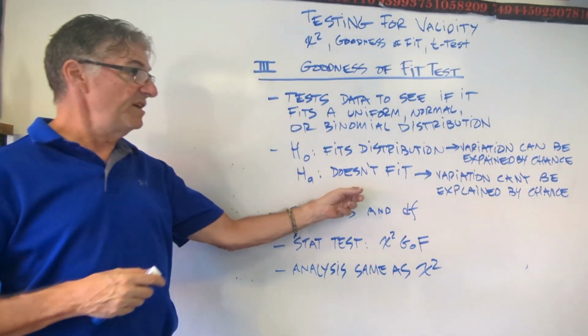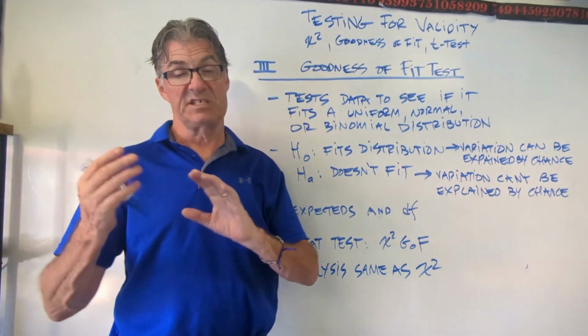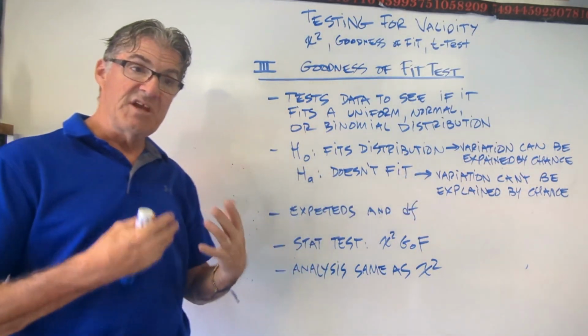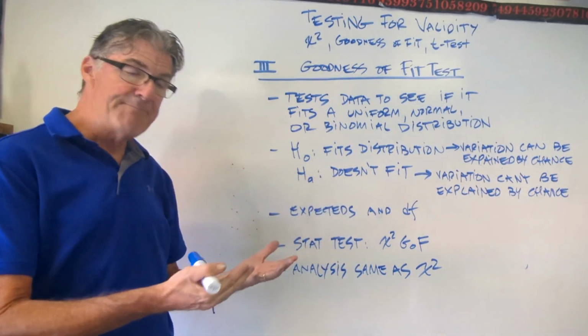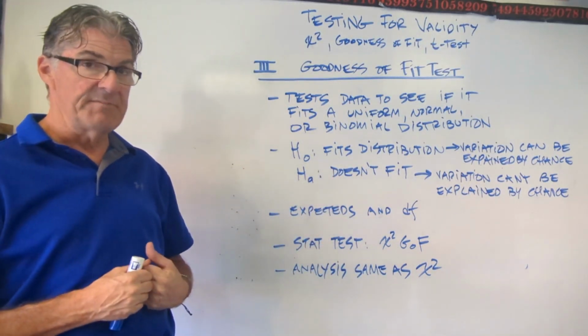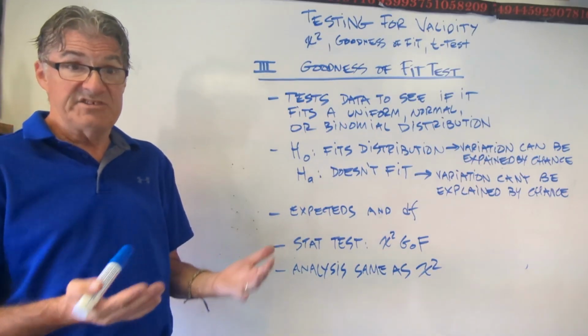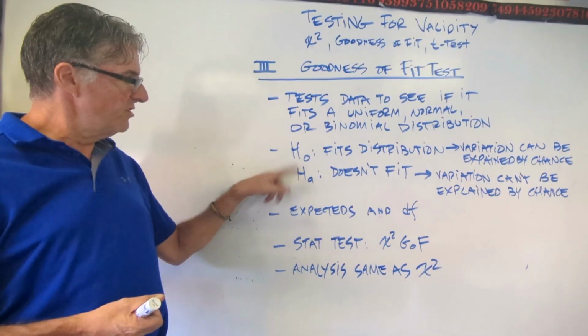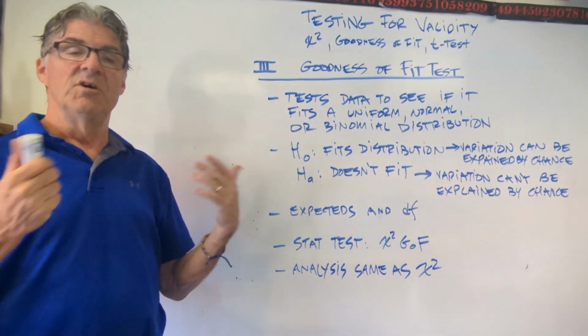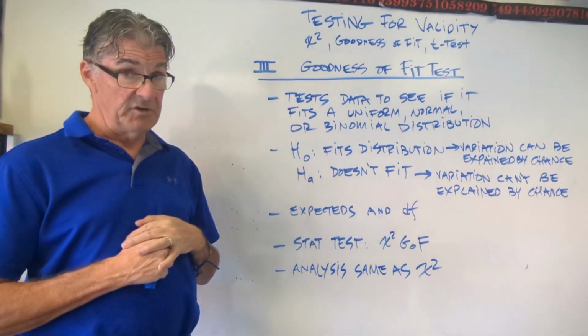If it doesn't fit, then the variation can't be explained by chance. And there's something going on, there's something statistically significant that is happening with our data. It can't be explained by chance. So this is why we're doing this test. We think there might be something going on, and so we do the test, and depending on the results we get, we would confirm or not confirm that there's something going on.